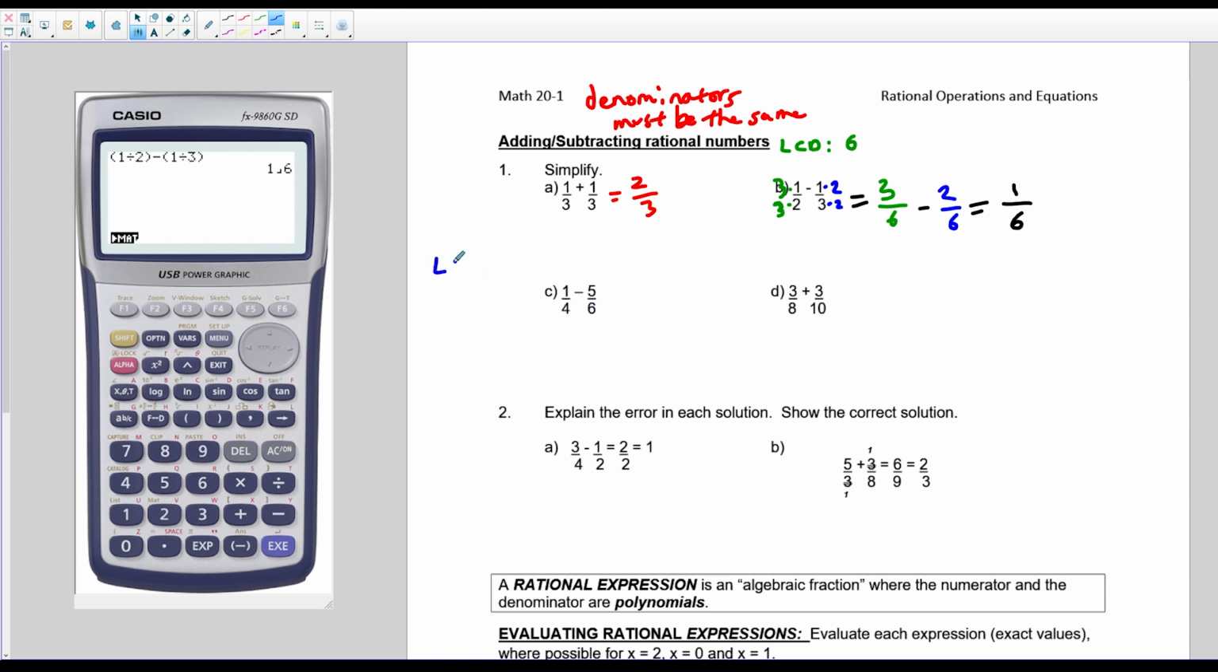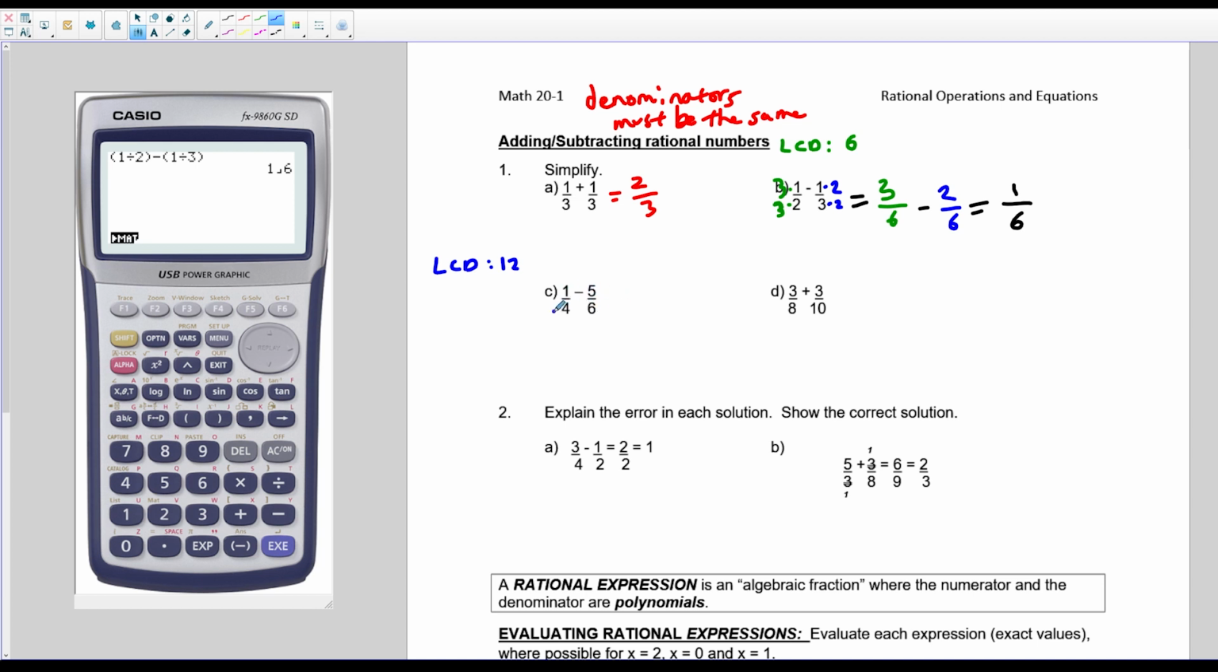Let's take a look at the third example, and we can see here between 4 and 6, our LCD is going to be 12. Now, some of you guys might be wondering, well, what happens if I don't actually find the lowest common denominator? I just find a common denominator. So let's say we decide to go with 24 instead. Really, all that means is we're just going to have an extra step at the end of the day. So I'll show you that first before I actually solve it.